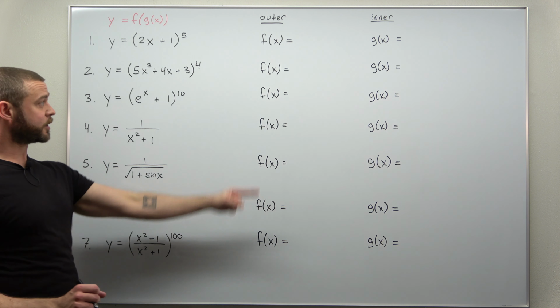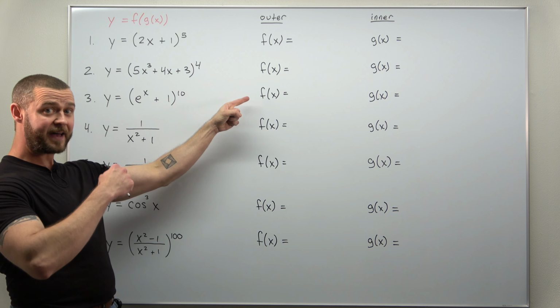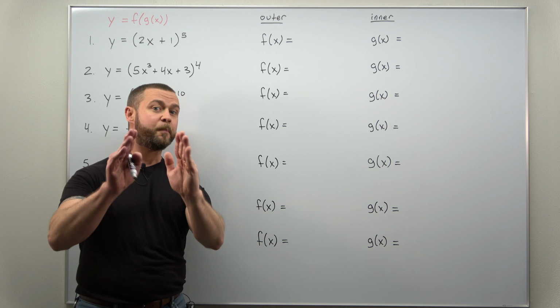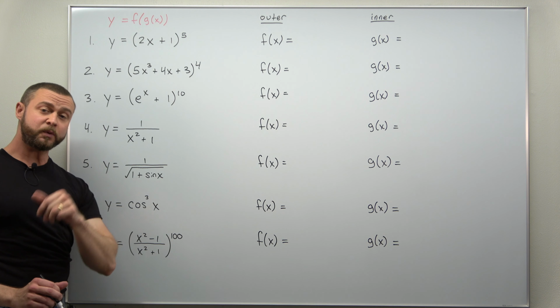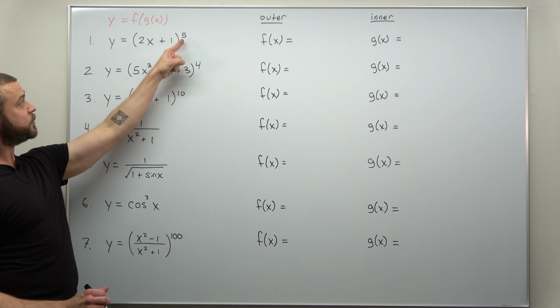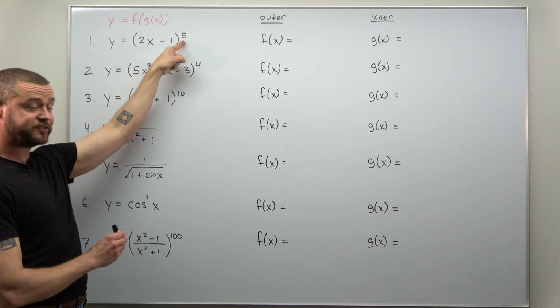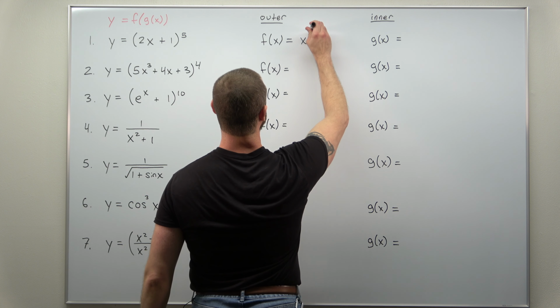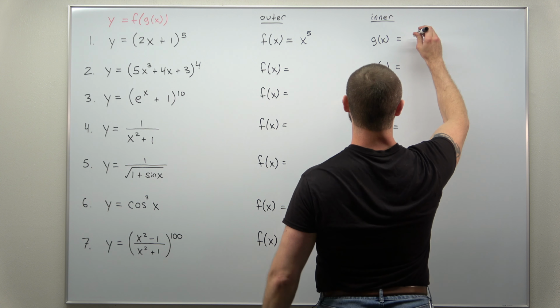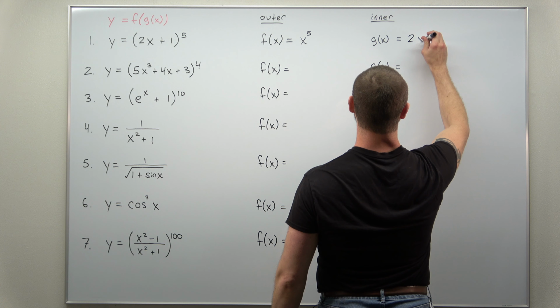So for each of these, we're going to write down a formula, f of x and g of x, both as functions of x. So let's start with the first one, and this one is rather simple. Notice we have a fifth power on the outside, so we'll take our outer function to be x to the fifth, and our inner function as what's inside the parentheses, 2x plus 1.